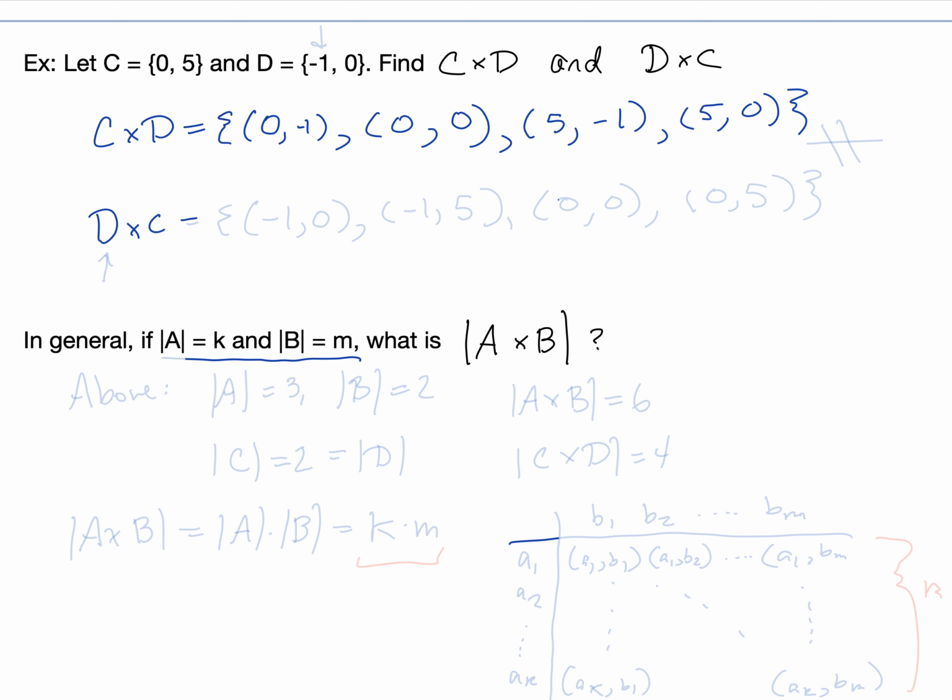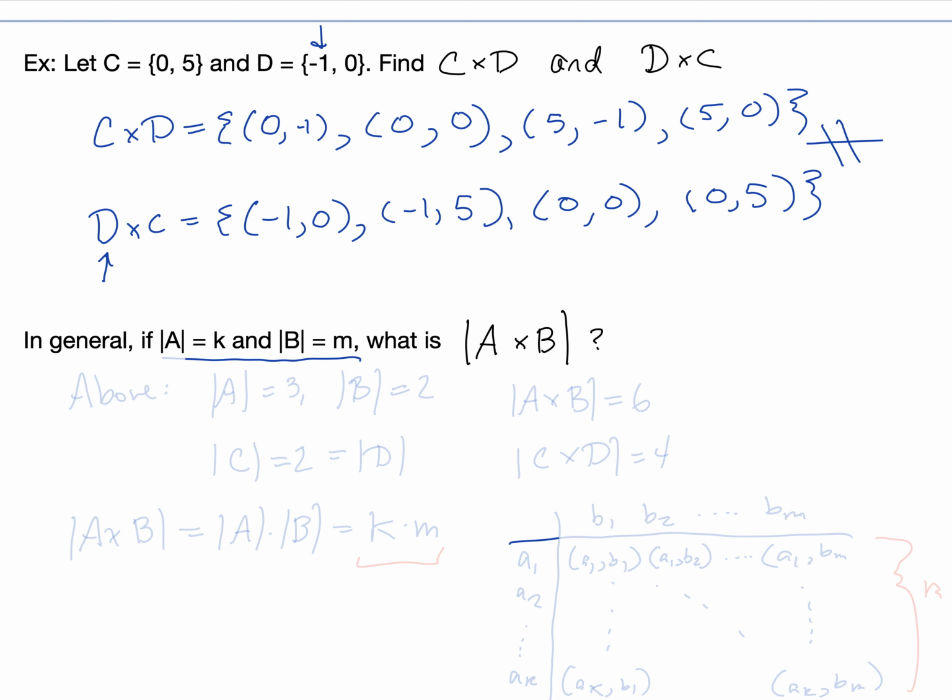D cross C is going to be very similar, just the order of the ordered pairs is going to be opposite. So D cross C, we have elements of D first, so (-1, 0), (-1, 5). Negative ones we've already got, so (0, 0) and (0, 5). So that is D cross C, and these two sets are not equal. So in general, C cross D is not generally equal to D cross C.